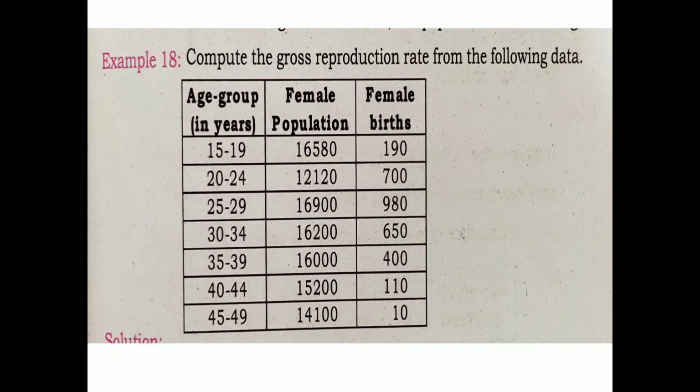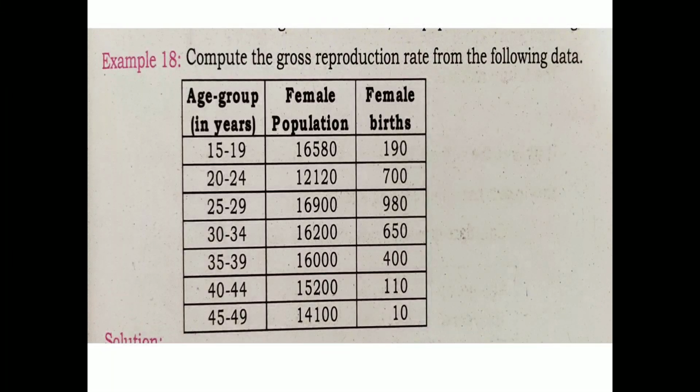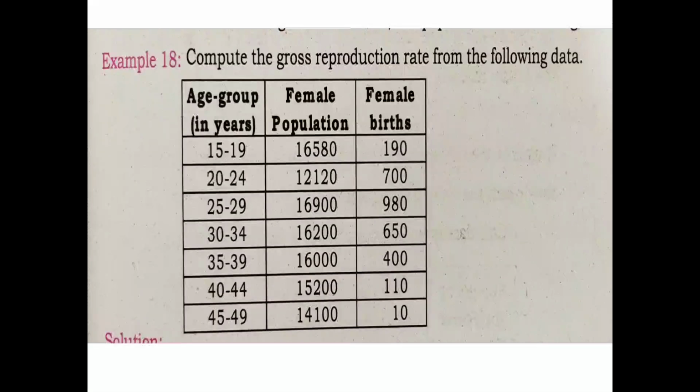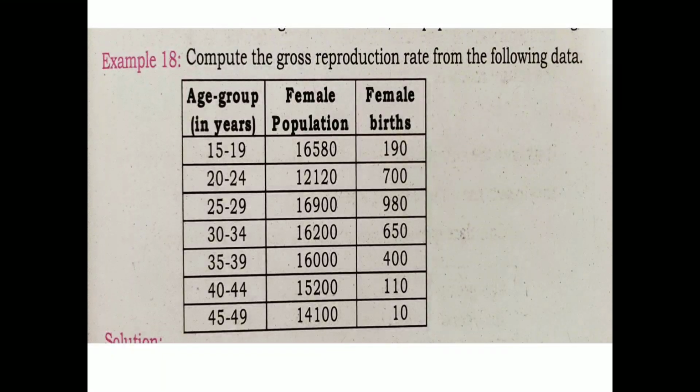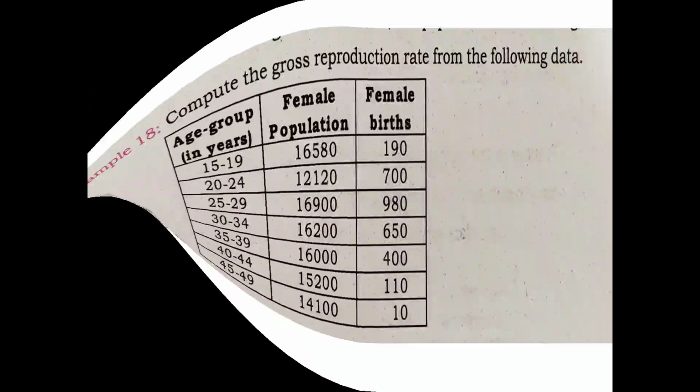Compute the gross reproduction rate from the following data. In the same way, female births are given and female population is given. You need to calculate GRR. So similarly, add a column.